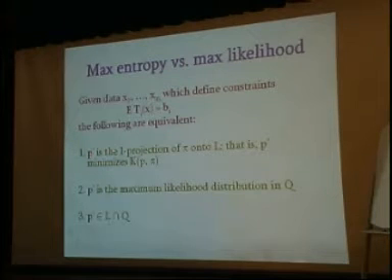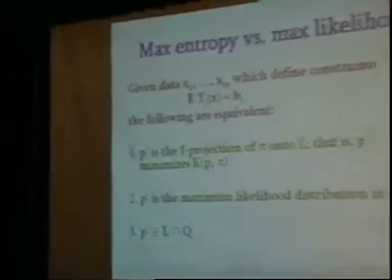It's equivalent to say that P star is the projection of that distribution onto the constraints, okay? In other words, P star is the distribution that minimizes the distance to the prior and satisfies those constraints. That is the same as saying that P star is the maximum likelihood distribution in Q to fit the data. Okay? And that's also the same as saying that P star lies in the intersection of the constraints and the manifold of these distributions. Okay, so these are three equivalent characterizations of this I projection P star.